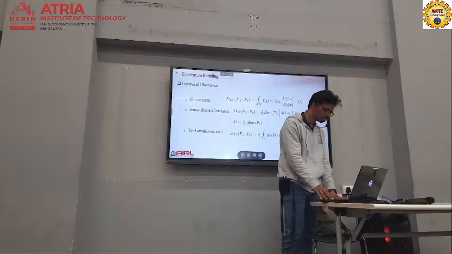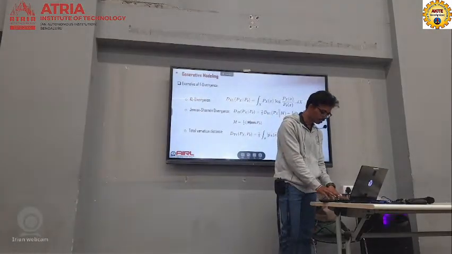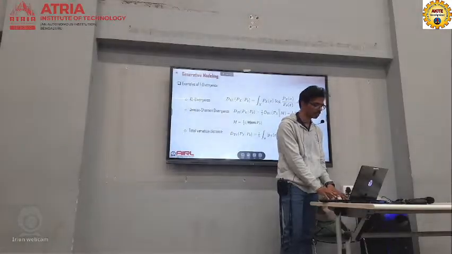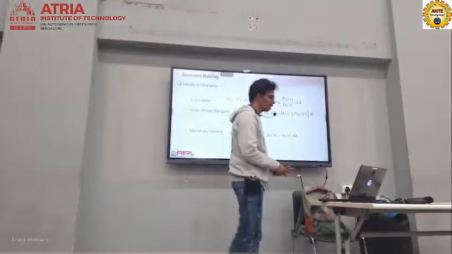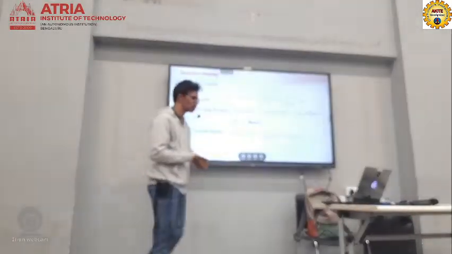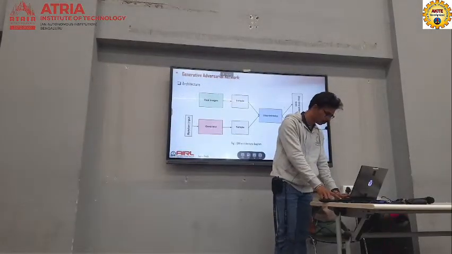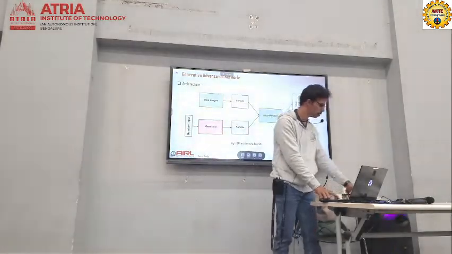And Jensen-Shannon divergence, which is again derived from the KL divergence itself, and total variation distance. The derivation part I won't be touching upon right now because of time constraints and other factors. So we'll just get on to GAN.